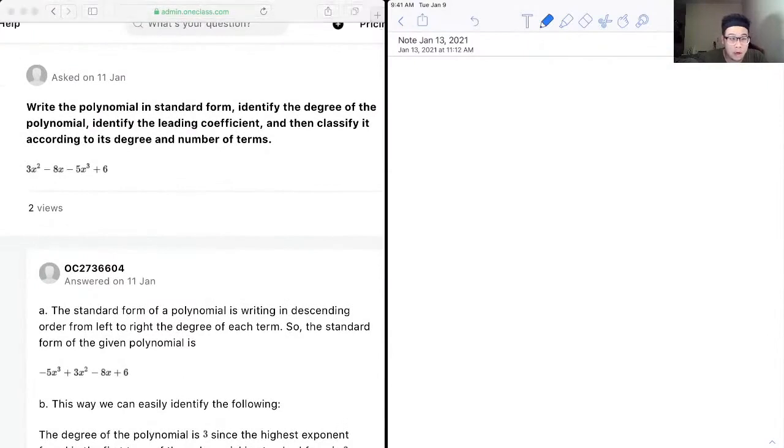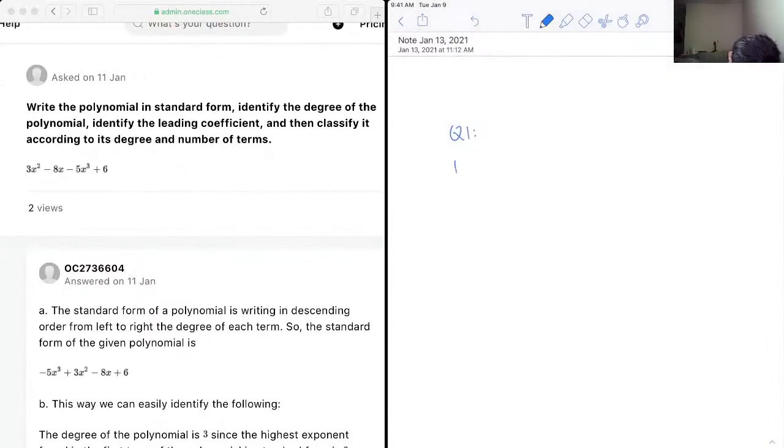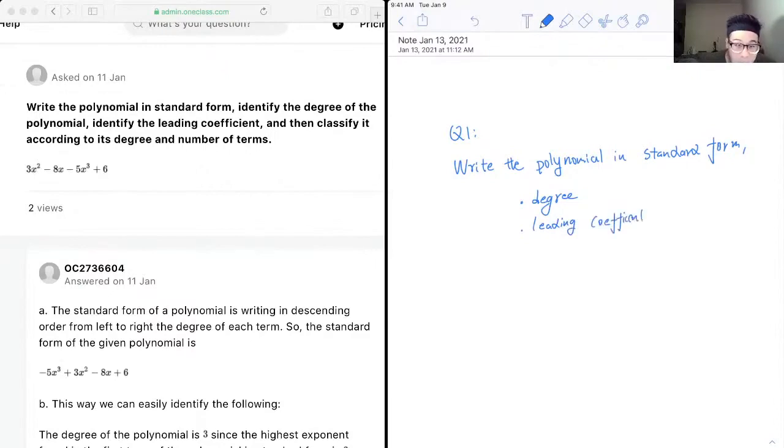So, our first question is asking us to write the polynomial in standard form, and we need to identify the degree of the polynomial, and we also need to identify the leading coefficient, and then we need to classify it according to its degree and number of terms.